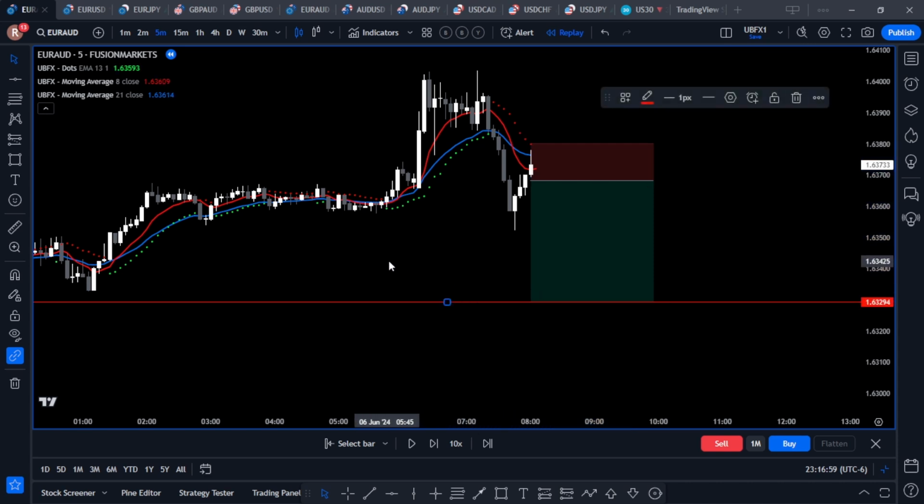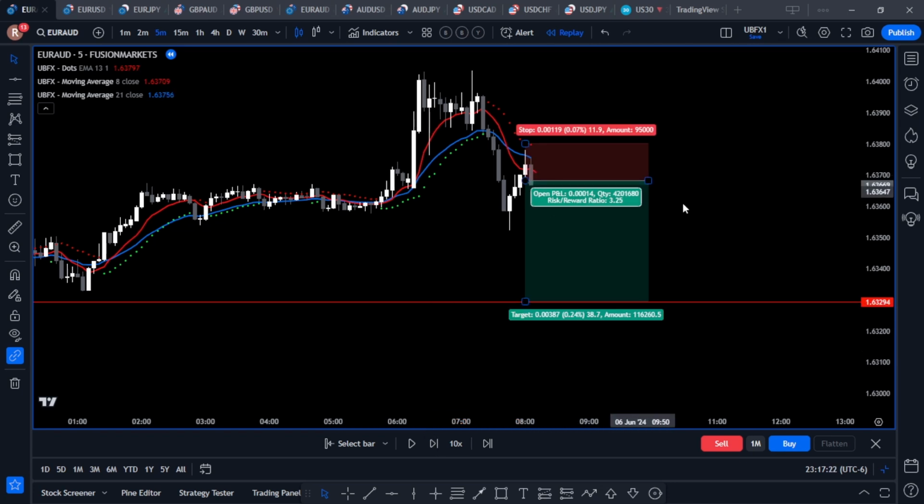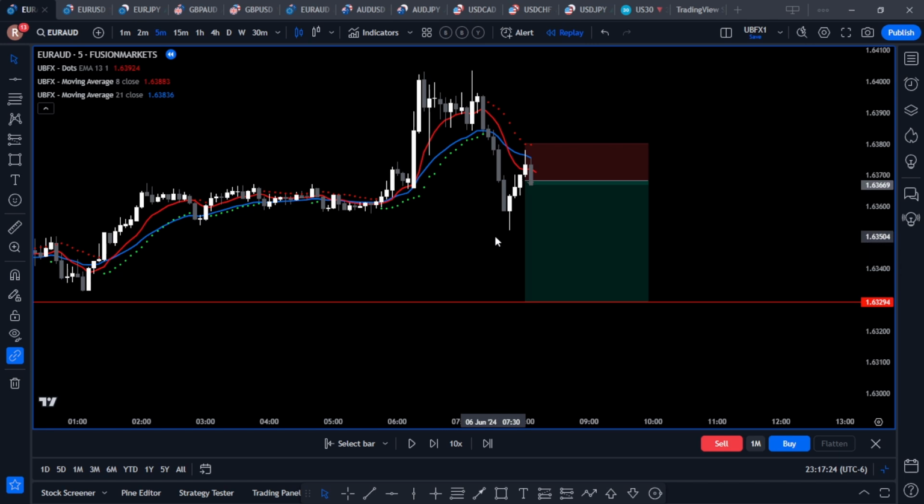And from here, we're going to play this trade out. So now I'm going to use the replay. I'm going to move this forward a couple of steps. We're instantly in the trade. So this first candle gets us in the trade. We've been triggered. Now we are a little bit in profit.